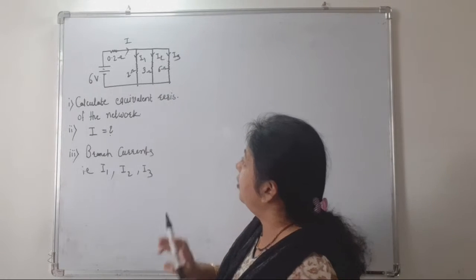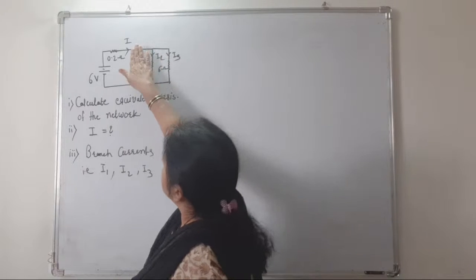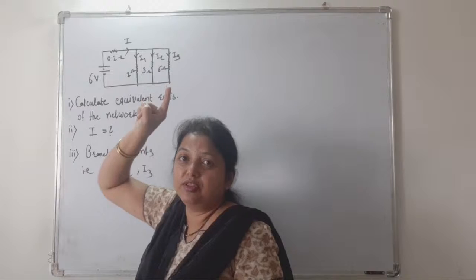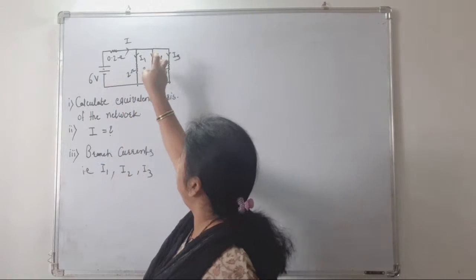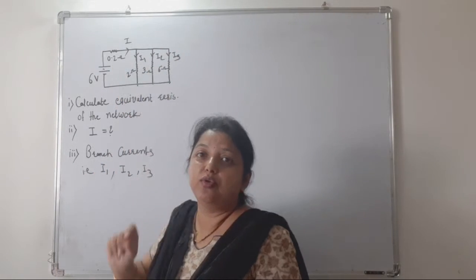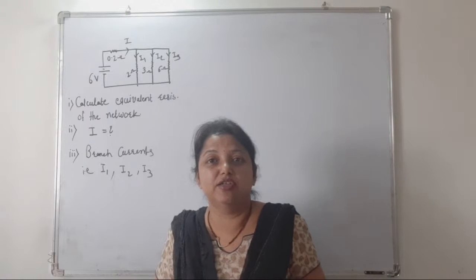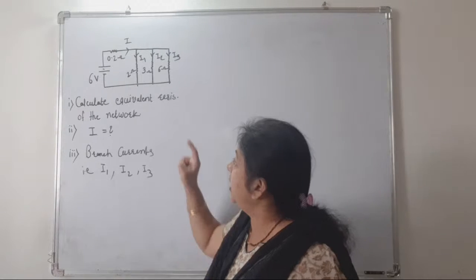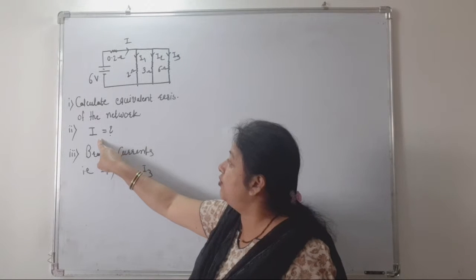Now after that, what happens? This overall parallel resistance, consider it a single resistance, is in series with this. So add this total parallel resistance plus 0.2, and that is the equivalent resistance of the overall network. Now once you calculate that equivalent resistance, how do you calculate I?